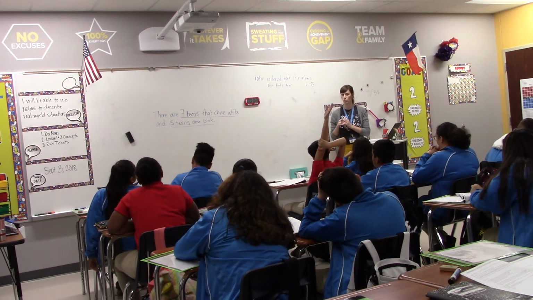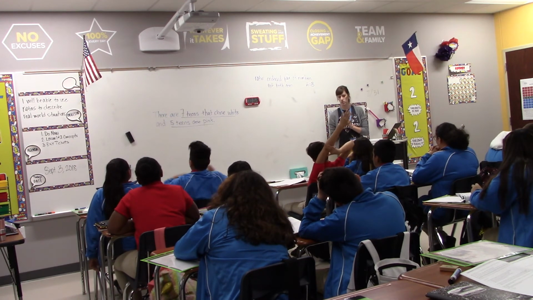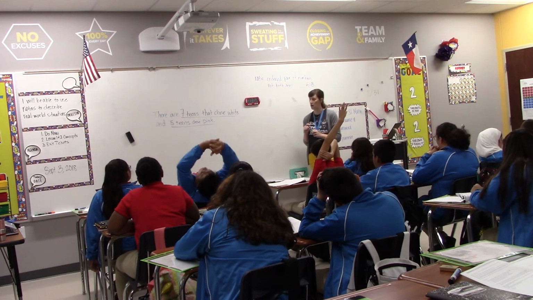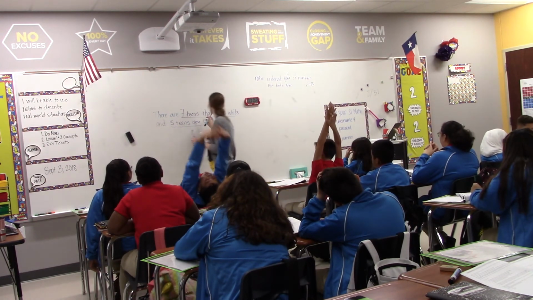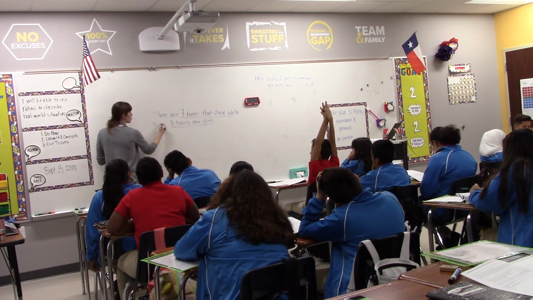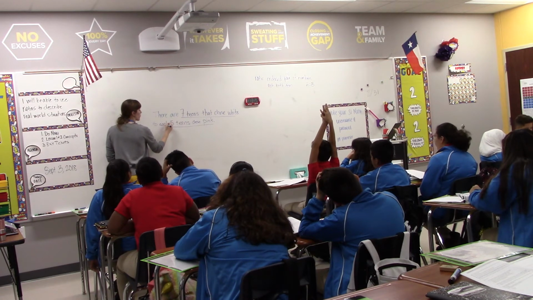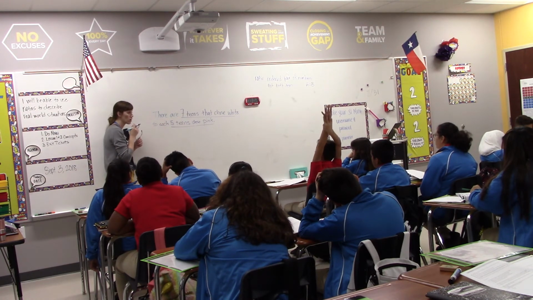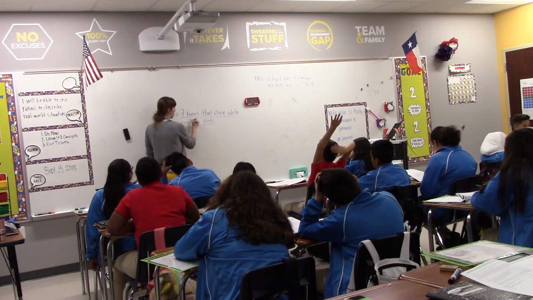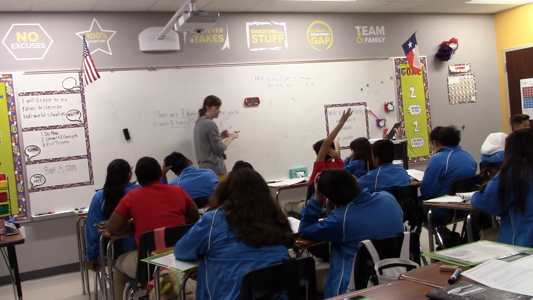Justin says 2. How can we incorporate that into our sentence, Justin? Do you know? There's 7 to 5. So there are 7 teams that chose white to each 5 teams who chose pink. A little editing and revising.